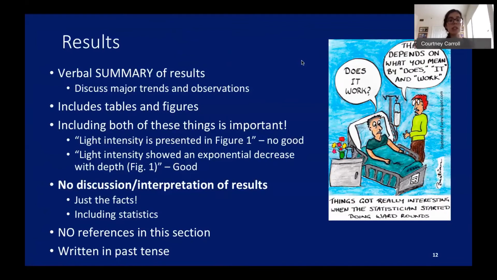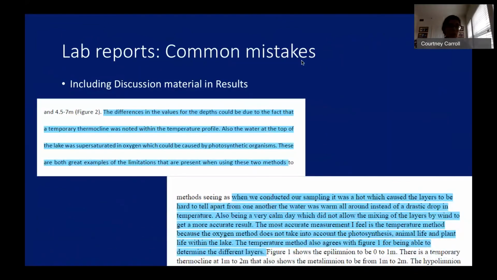Now, in the results section, this is not the area where you add any discussion, so no interpretation of the results. Don't say why it's important or what it means. You just want to present the facts and include relevant statistics. No references are in this section, and it's also written in the past tense, what you found out when you did these experiments. Okay, so common mistakes.